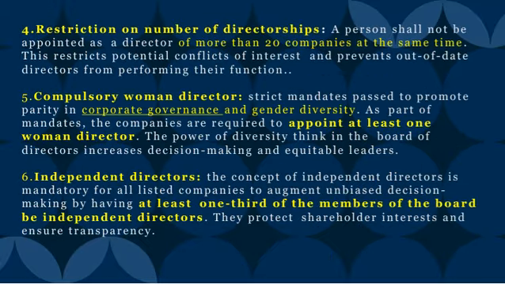Let's now look at some important restrictions and requirements that are shaping good corporate governance. First, there's a limit on the number of directorships a person can hold. Specifically, an individual should not be appointed as a director in more than 20 companies at the same time. This rule helps to reduce potential conflicts of interest and ensures that directors remain effective and up-to-date in their roles.